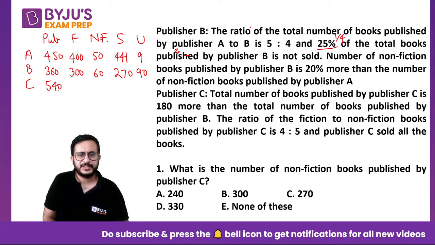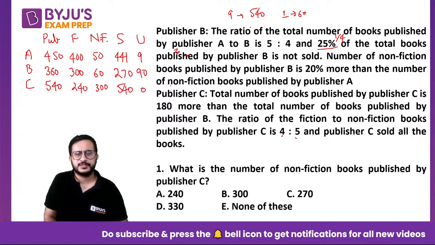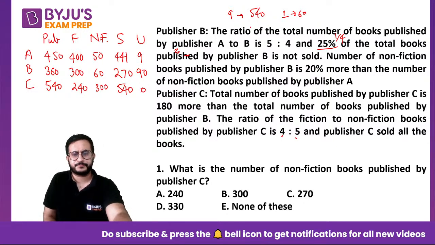The ratio of fiction to non-fiction is 4:5. Now 4:5 means 9 parts, right? 9 parts are of 540. So one part is 60. Okay, so 4:5 means 240 and 300. So fiction is 240, non-fiction is 300. Okay, and then publisher C sold all the books. So all 540 are sold and unsold will be 0. No unsold book. Okay, so simple.